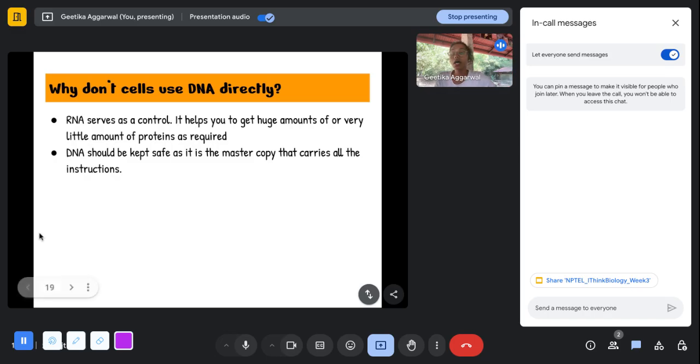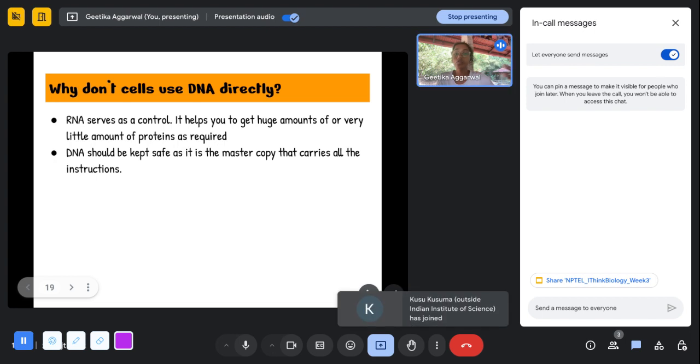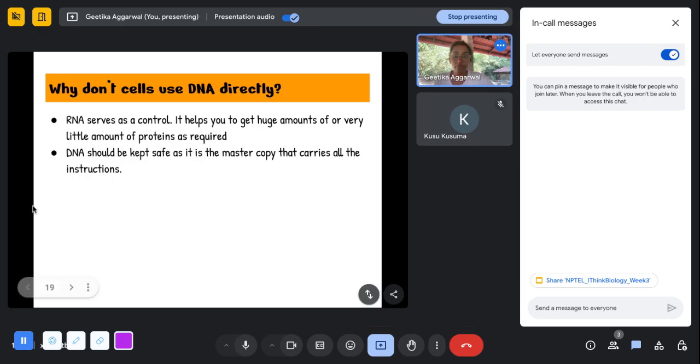So that is because RNA actually serves as a control, and it helps you in getting either huge amounts of proteins or very little amounts of protein, as is required by the cell. And the other important part is that DNA should be kept safe, because DNA is the master copy which contains all of the genetic instructions.